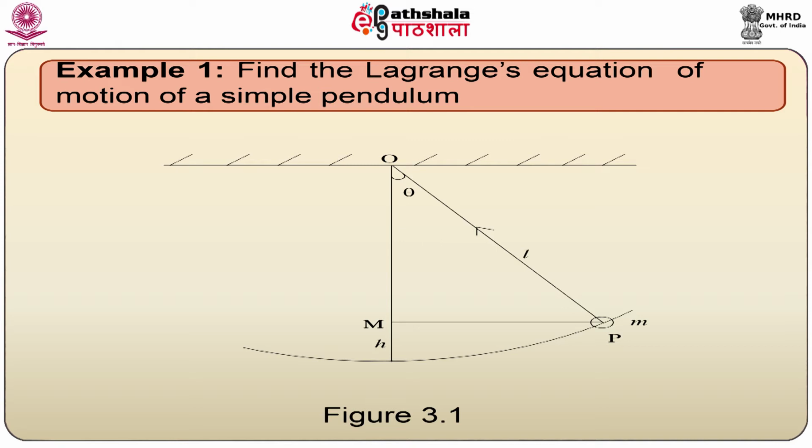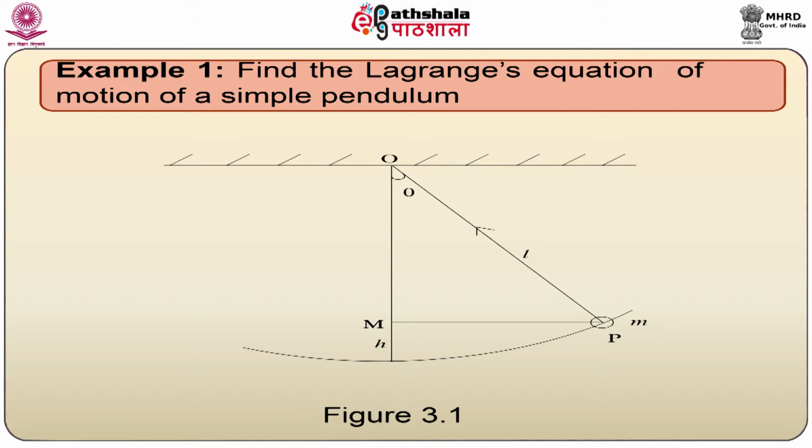First of all, consider example 1. Find the Lagrange's equation of motion of a simple pendulum. The sketch of the simple pendulum has been given in figure 3.1. Here, P is the position of the bob of the pendulum, whose mass is m. The length of the string of the pendulum is L, which is fixed length.